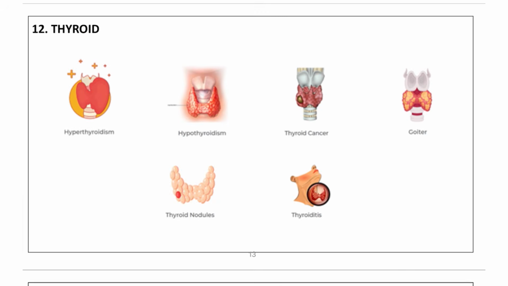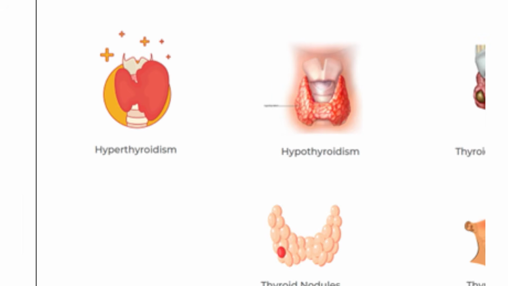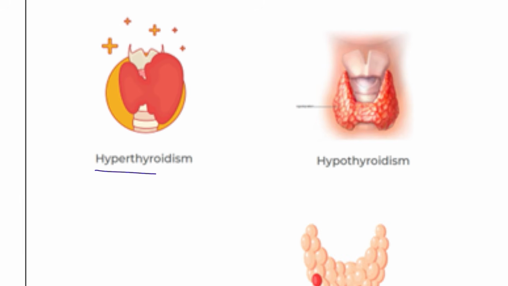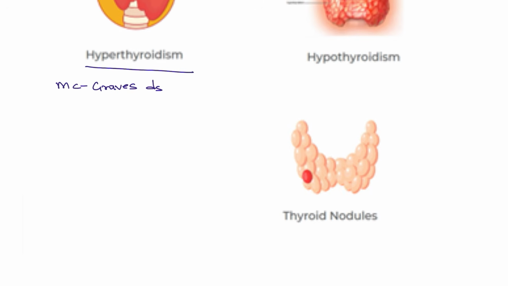And next, moving on to the thyroid lesions. The first and foremost important one is hyperthyroidism. The most common cause is Graves disease, and in Graves disease, two important receptors are involved, the TSH receptor and also the iodine receptor. Both will be damaged in this patient. The drug of choice for this patient is methimazole.